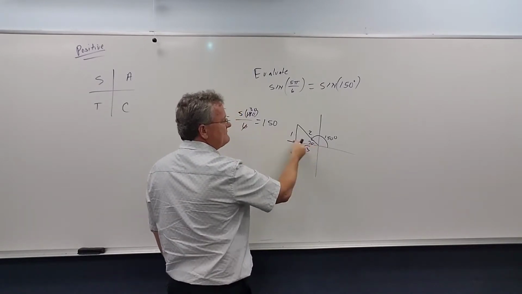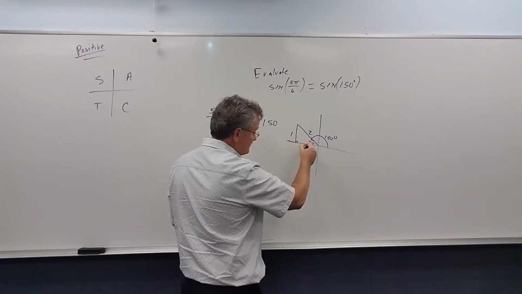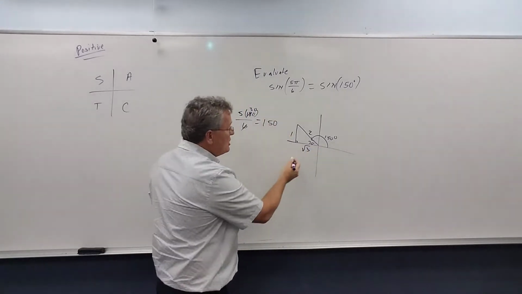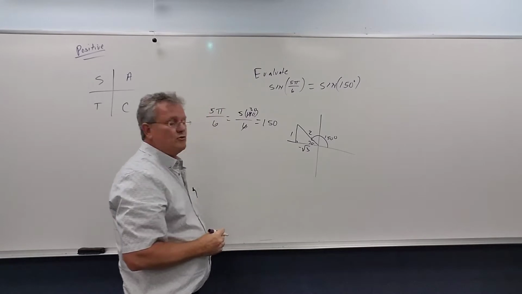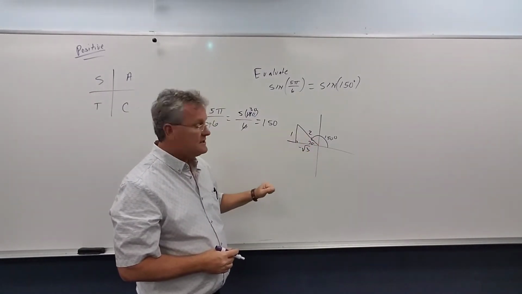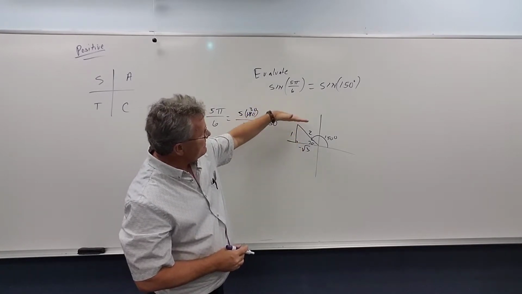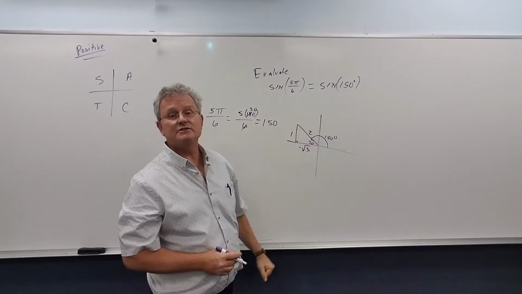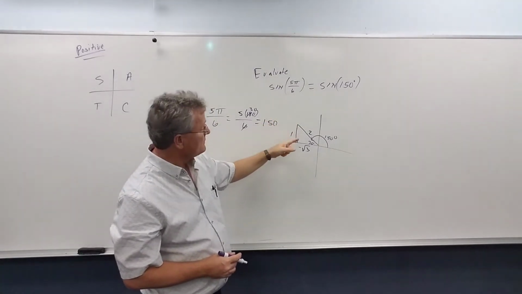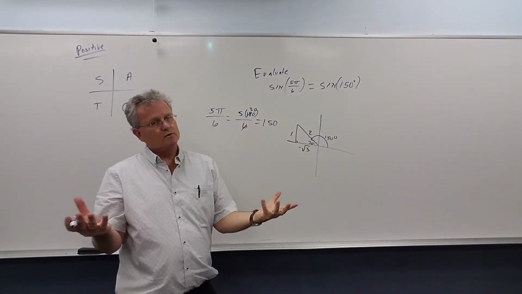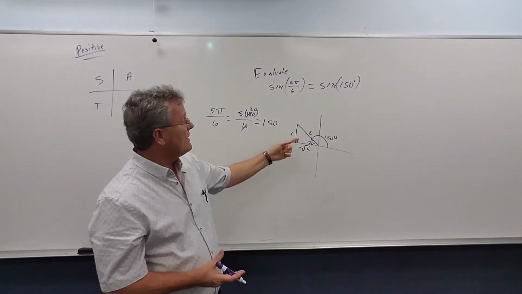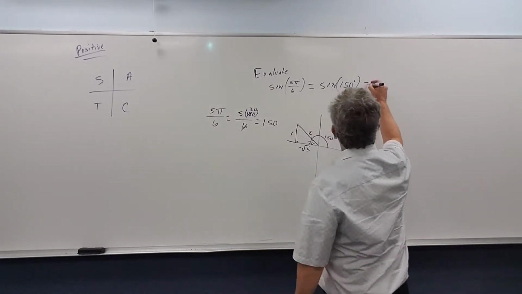This is the negative side of the x-axis, right? These are negative x values. Over here, positive x values. So we can think of that root 3 as being negative, because it's on the negative side of the x-axis. Above the x-axis, those are positive y values, so this is a positive 1. The hypotenuse we always consider positive. Now, if we think of it that way, what is the sine of 150?